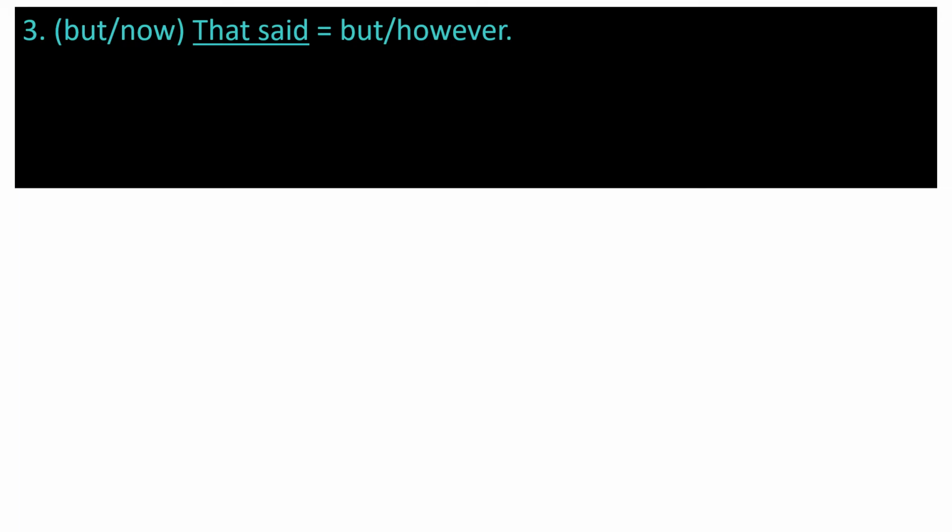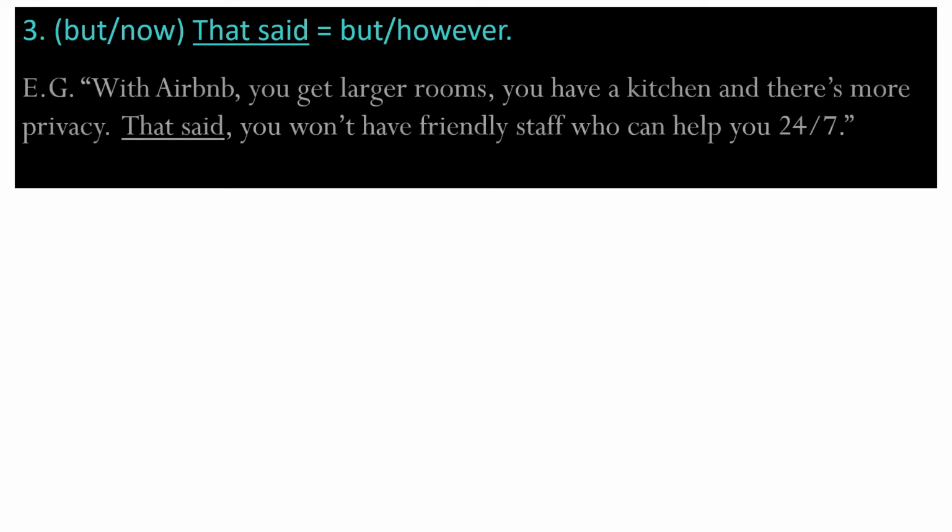Number 3, that said. This discourse marker also means but or however. Example, with Airbnb, you get larger rooms, you have a kitchen, and there's more privacy. That said, you won't have friendly staff who can help you 24/7.